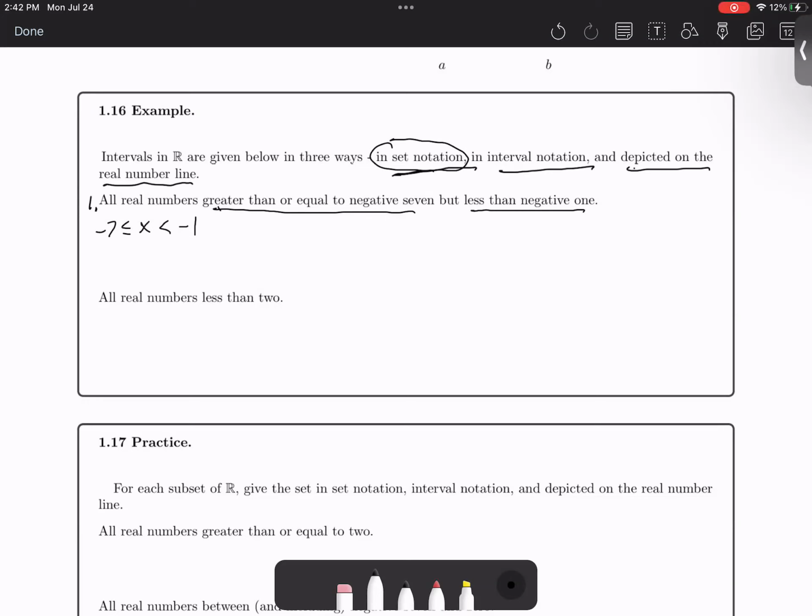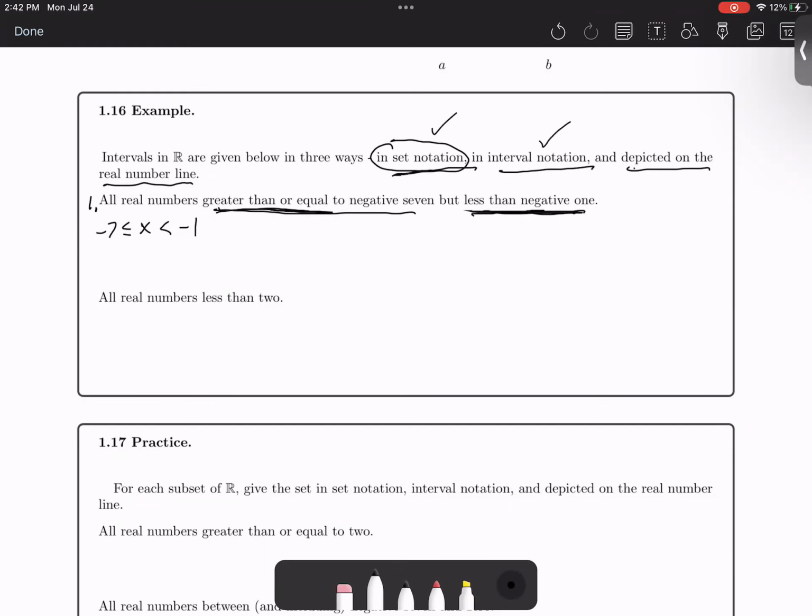And notice here, it was greater than or equal to, so I have less than or equal to. But here, I just have to be strictly less than -1. So I'm strictly less than -1 there. So this would be as a set.